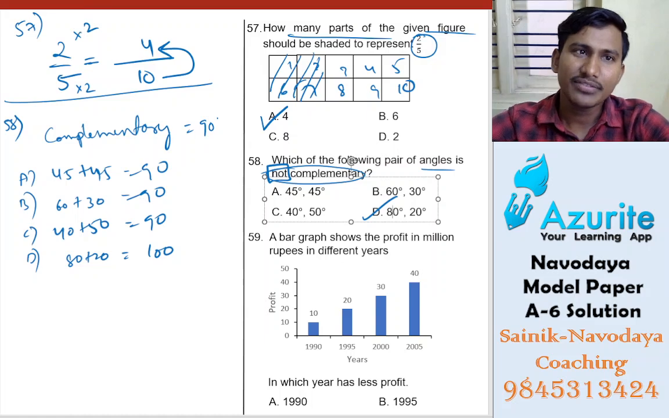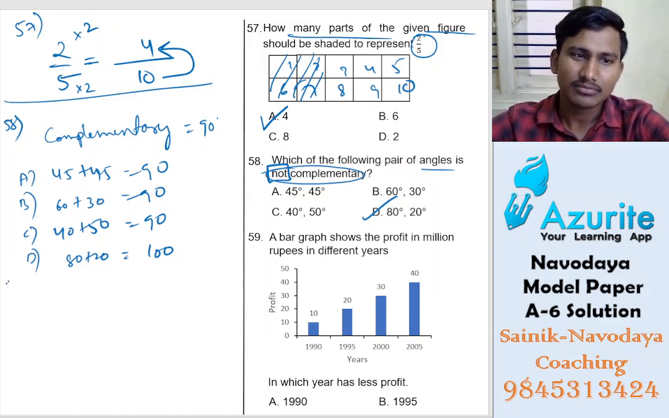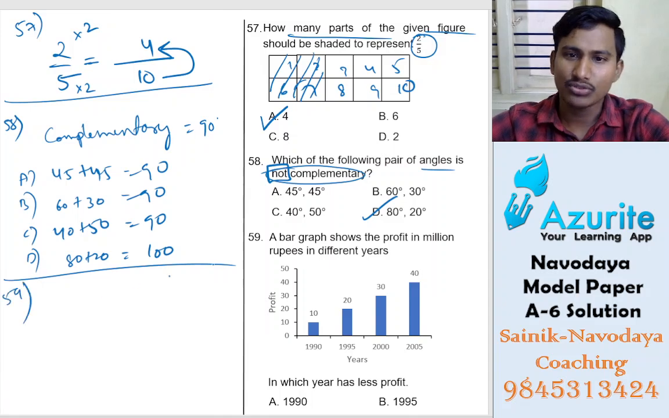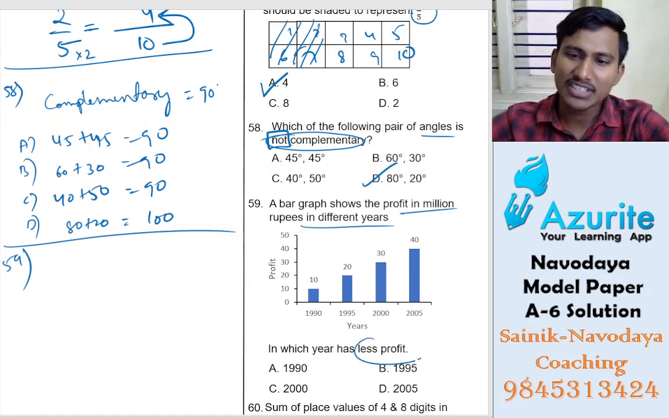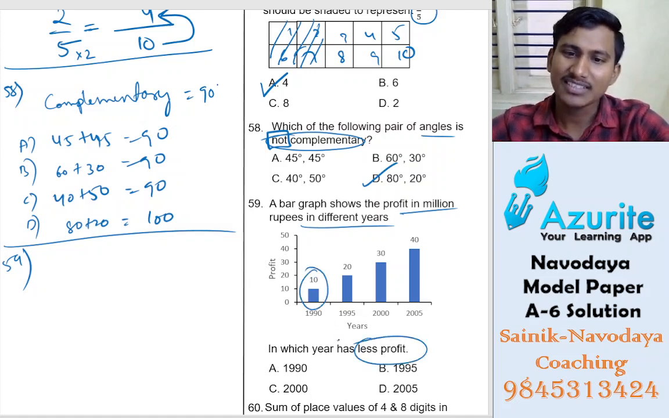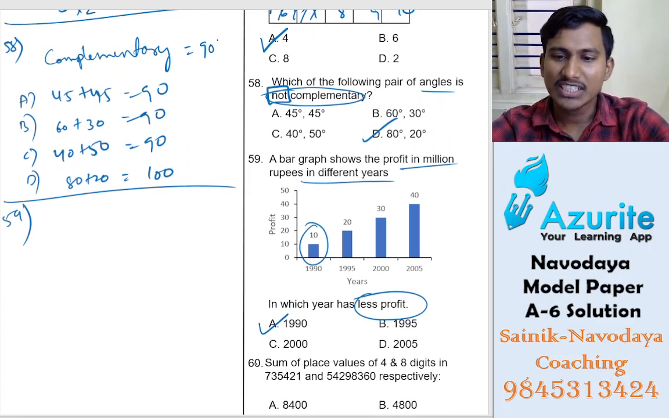Now should we go to the next, 59? Yes. 59 question. The graph shows profit in million rupees. So which here has less profit? This, right? So 1990. Directly option A. Very easy. Now 60, should we go?